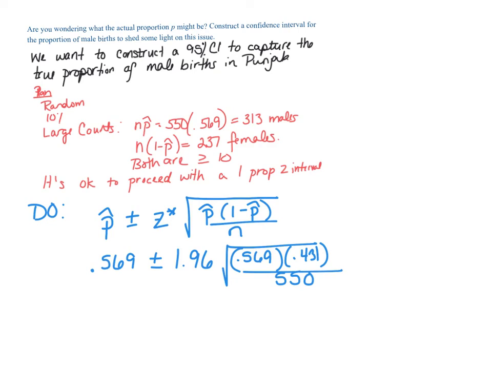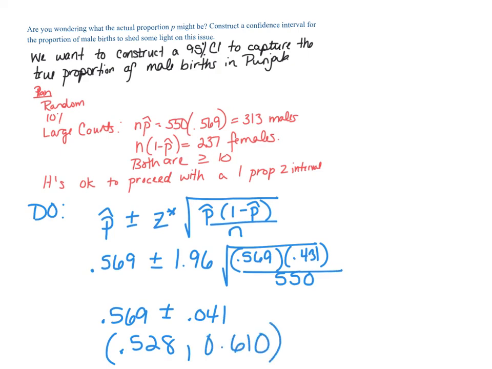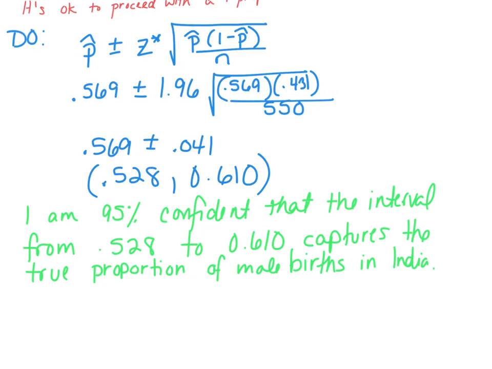Remember the idea that increasing your sample size would of course decrease your margin of error. So let's see, when I do that, I get 0.569 plus or minus 0.041, so that puts my interval at between 0.528 to 0.610. And now I'm going to write my conclusion, stating that I am 95% confident that the interval from 0.528 to 0.610 captures the true proportion of male births in India.